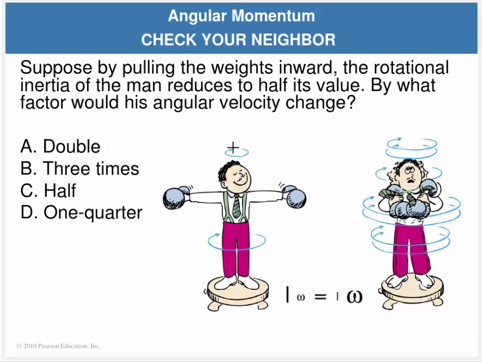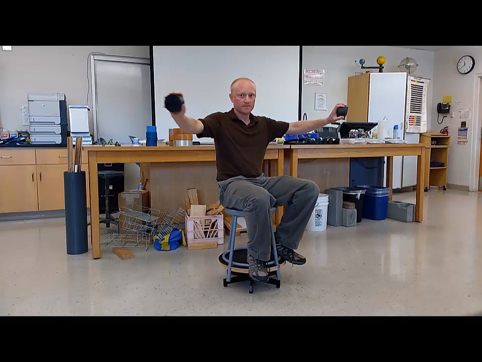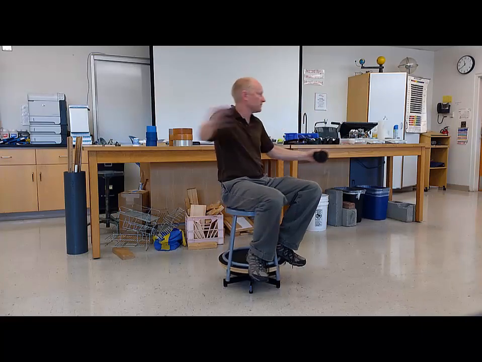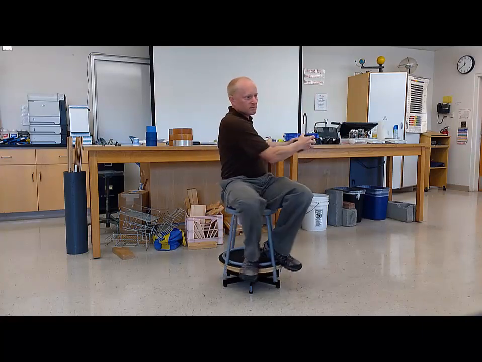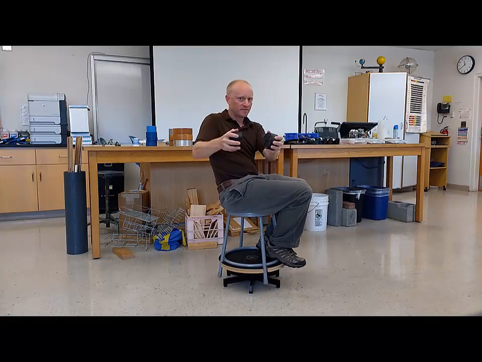Just to finish it off, suppose by pulling the weights inward, the rotational inertia of this man reduces itself to half of its value, then what would happen to his angular velocity? Well, if this went down by a factor of 1/2, then this has got to go up by a factor of 2. So if you consider me in these masses, I have an angular momentum of 0, and no matter what I do, I cannot change it to be anything other than 0.